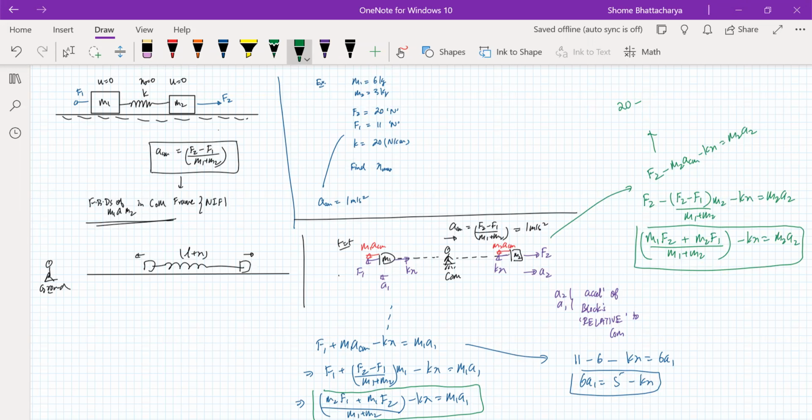Why are we getting different terms? In the first we had M2 F1 plus M1 F2. Now we're having M1 F2 plus M2 F2. They should be the same, no? Wait, just a second. Everything is correct for us here. Acceleration of center of mass is 1, that's okay.